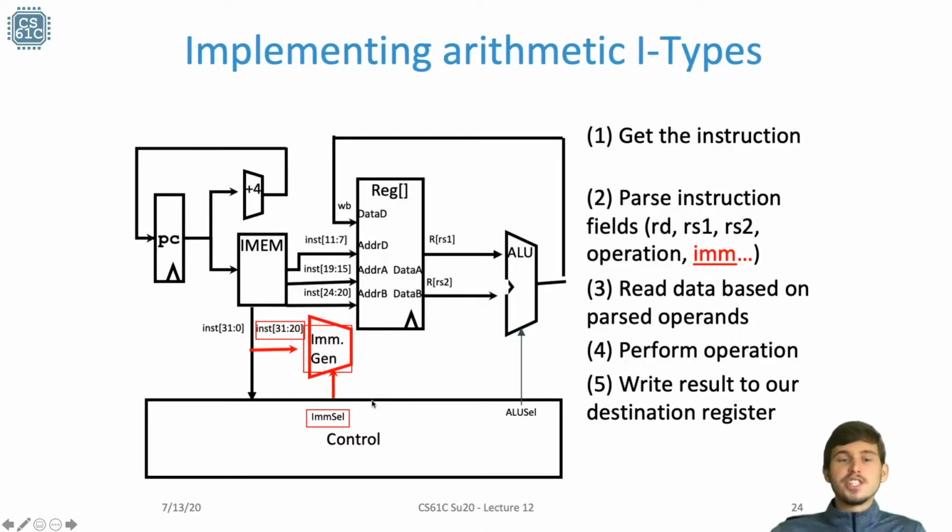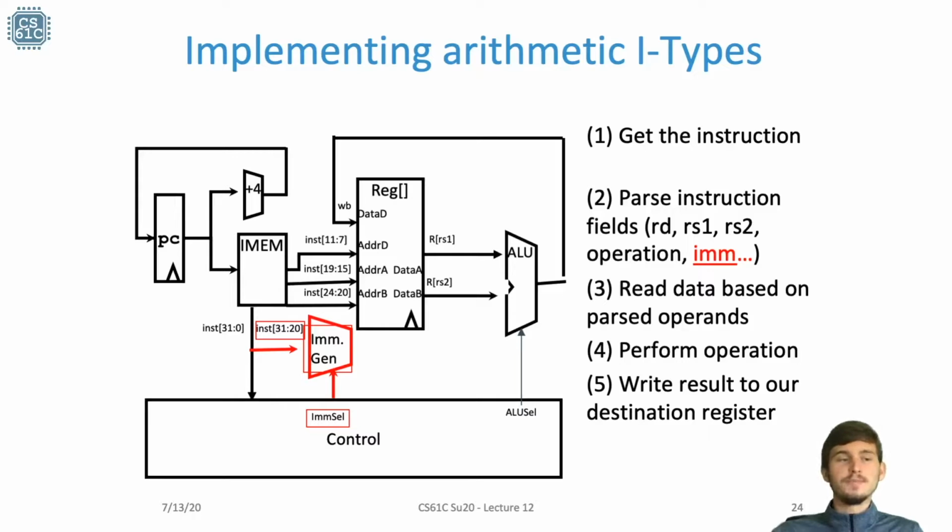You can think of the immediate generator as an abstraction, once again, to a block that will take in the bits of an instruction and then output whatever 32-bit value that instruction type told it to output. And we'll select which instruction type we're working with based off of this new control logic signal, the immediate select. So this will be a multi-bit signal that will tell us, do I want to do an I-type immediate, maybe an S-type immediate, and it will tell us those types of things. So the other steps, which are reading the data based off the parsed operands, might change, but we'll get into that a little bit later.